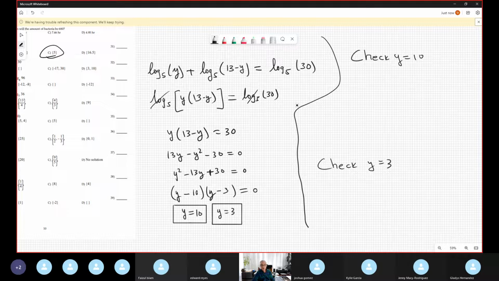Okay, now you plug in. It's basically logarithm of base 5 of 10, we're doing 10 first, plus logarithm of base 5 of 13 minus 10, which gives 3, should be logarithm of base 5 of 30. What do you think about this statement? Is it true or not? It's true. Why? It's true.